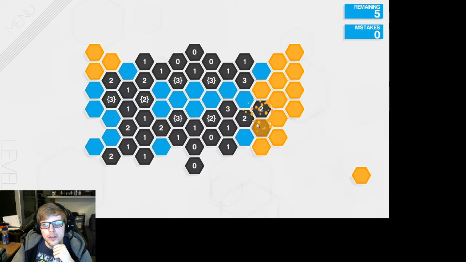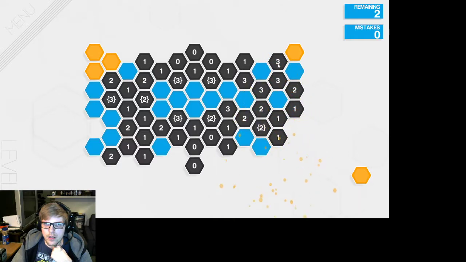This 2 is adjacent. This 2 in curly braces forces this one and then is adjacent. This 3 is adjacent. This 2 forces this hex. This 3 is adjacent. This 1 is adjacent. This 1 is adjacent. This 2 forces this hex. This 3 is adjacent. And this 3 forces this hex.